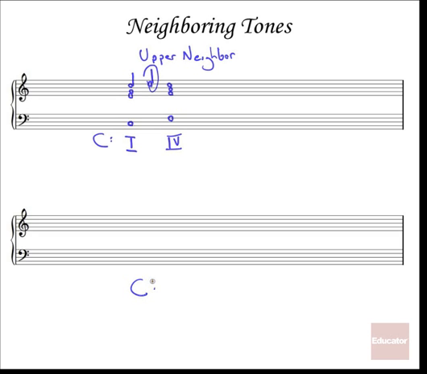And similarly, could do the exact same thing and instead use a lower neighbor. So this would be a lower neighbor. And again, it's always good to circle the non-harmonic tones just so it's clear in the context of the harmonic analysis what is to be counted as part of the harmony and what is simply a decoration.